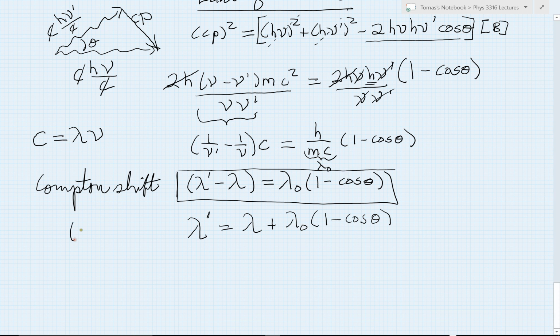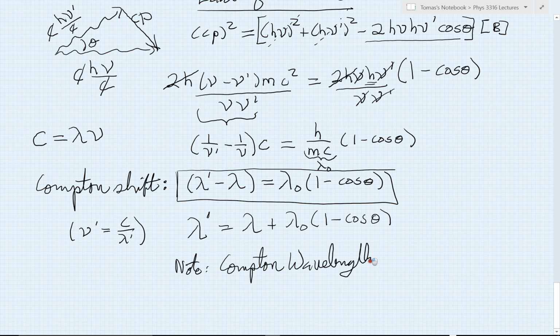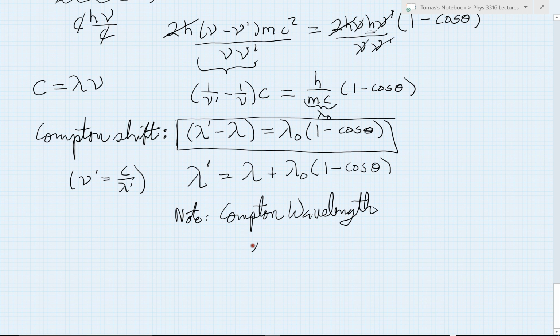And then, of course, if you want the final nu prime, it would be c over lambda prime. So we've really solved the problem in terms of predicting that new wavelength. The last comment that I really should make is the value of lambda naught. Note, lambda naught, which is called the Compton wavelength, is constant regardless of the incoming frequencies, right? It's just the amount that you add to the incoming wavelength. It has units, of course, of wavelength, or angstroms. So lambda naught has a value of h over mc.